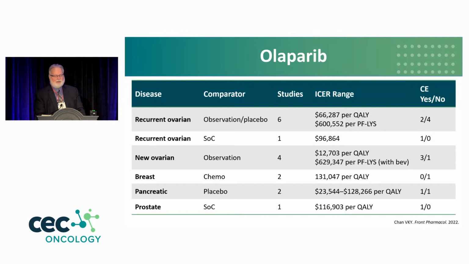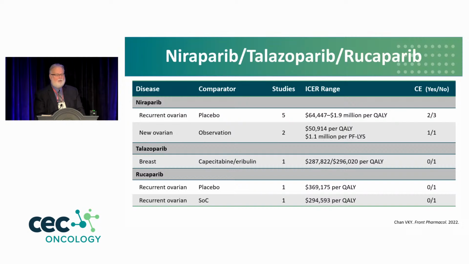And then the prostate data is fairly new. There's 1 study at 116,000 per quality adjusted life year. The other drugs have less. Again, it's probably based on the fact they've been out less. And again, it's mixed results.